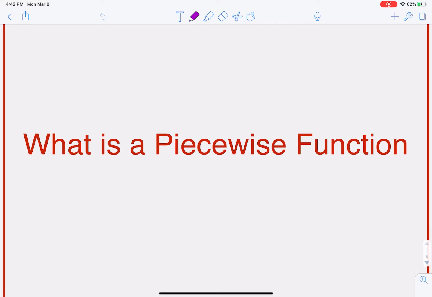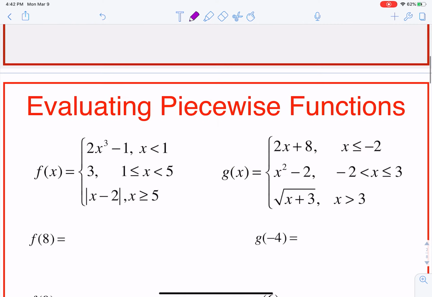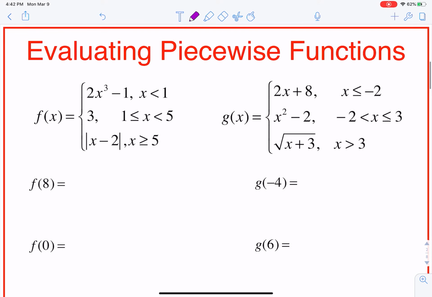So piecewise functions are exactly what they sound like. They are functions that are made up of lots of pieces. And if you're not familiar with them, here this f of x and g of x are both great examples of what piecewise functions are. They are regular functions that are split up over my domain, and it gives you a specific piece of where those functions belong.